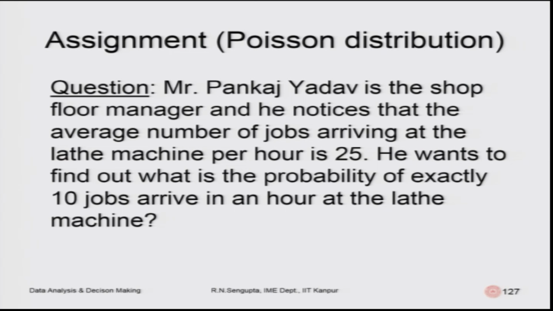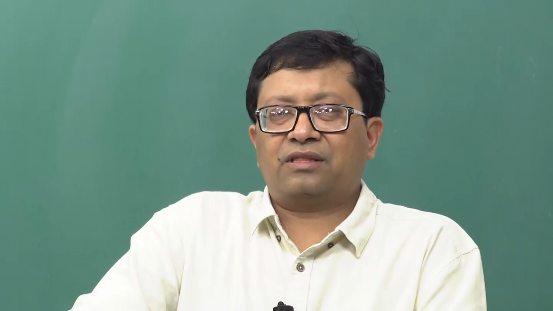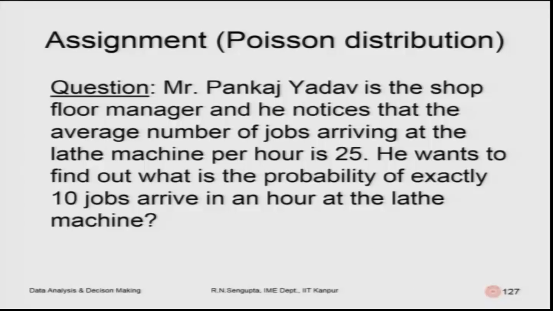So, here per hour is the difference between the time intervals based on which you are trying to note down. So, 25 would be basically lambda. He wants to find out exactly the probability that exactly 10 jobs arrive in an hour at the lathe machine. So, the realized value is given as 10 and the inter-arrival time remains 1 hour. That is what I have been trying to say: you will find the corresponding distribution based on the fact that the interval time is important. So, lambda is 25, plug in the values and solve this problem accordingly.